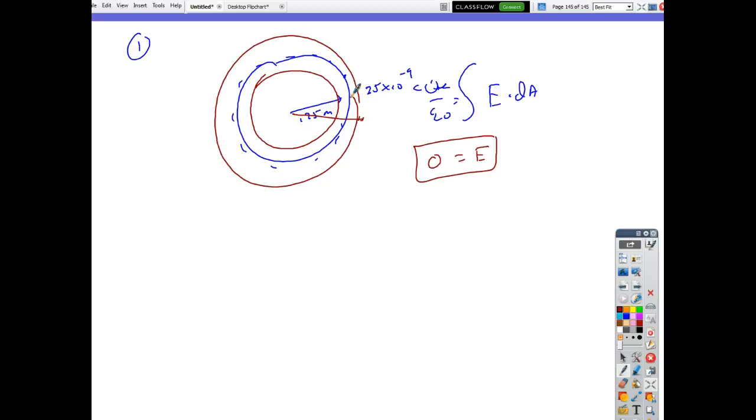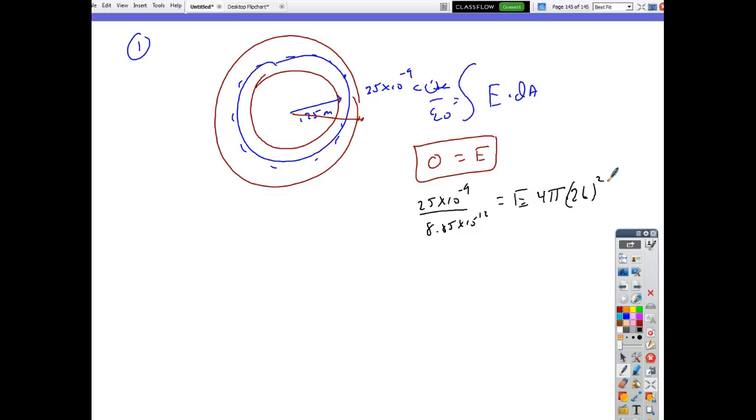I got my charge enclosed. It's going to be what this time, sir? 25 times 10 to the negative 9th over epsilon naught, which is 8.85 times 10 to the negative 12th. Electric field is what I'm looking for. The area of a sphere that I drew would be? Going to be 4 pi r squared. And r is going to be what in this case? 0.26. 0.26 squared. Solve for the electric field.